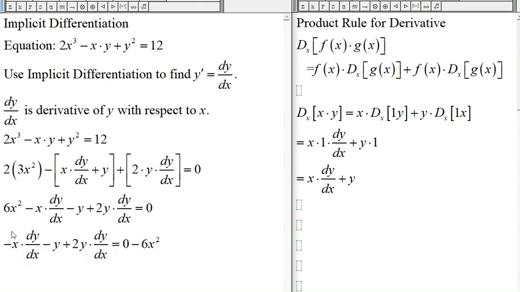So if it's 6x^2 on the left side, when we move it to the right side it becomes minus 6x^2. It's the same thing as subtracting 6x^2 from both sides. And this is minus y, so we can add y to the left and add y to the right.